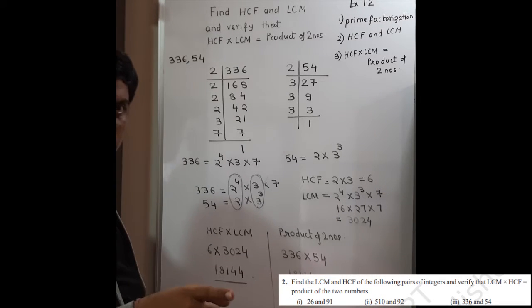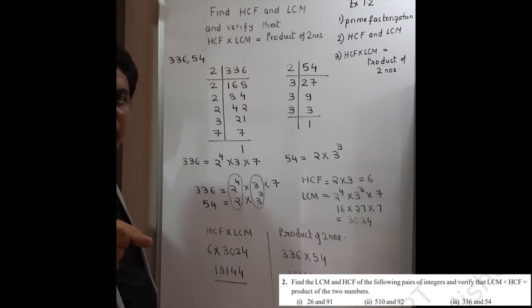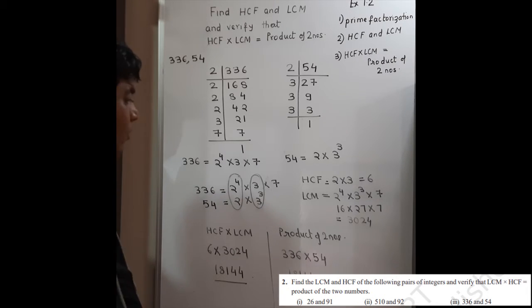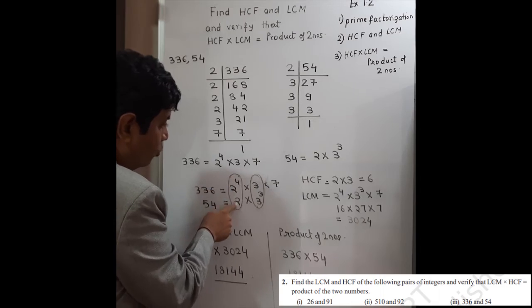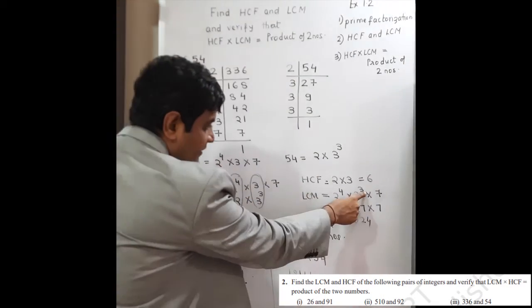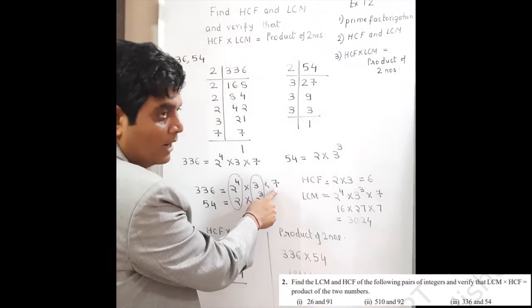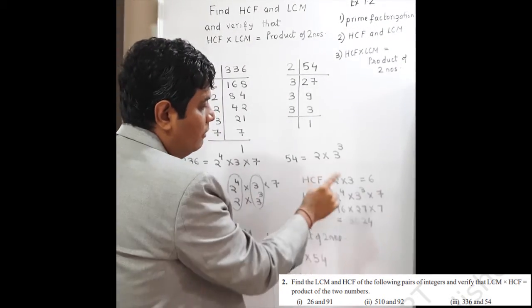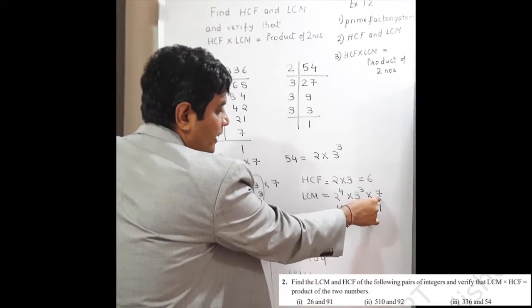For LCM, you have to select common as well as uncommon factors, and among common factors, you have to select the bigger power. So out of 2 raised to 4 and 2, you will select 2 raised to 4. Among 3 and 3 raised to 3, you will select 3 raised to 3, and the remaining uncommon factor is 7. So it will be 2 raised to 4 into 3 raised to 3 into 7.